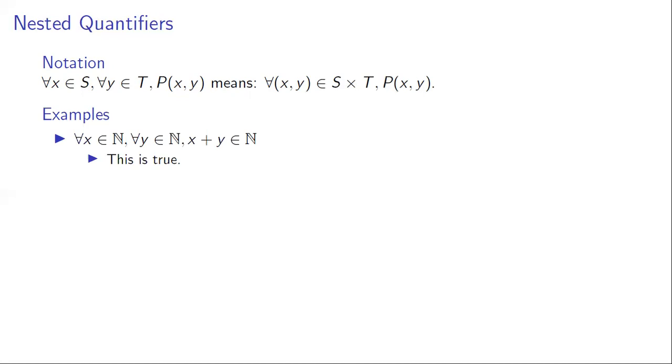But it seems intuitively obvious and clear, right? Take any two natural numbers, any two positive integers, add them together, and you'll get another positive integer.